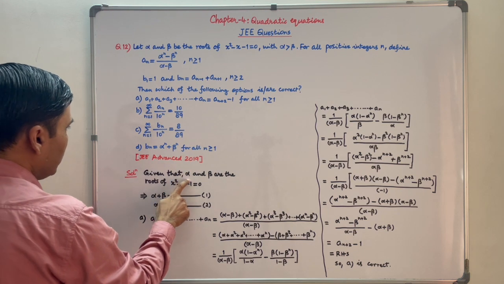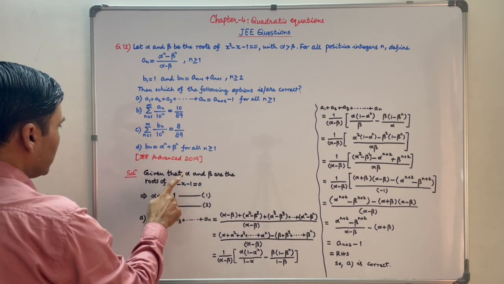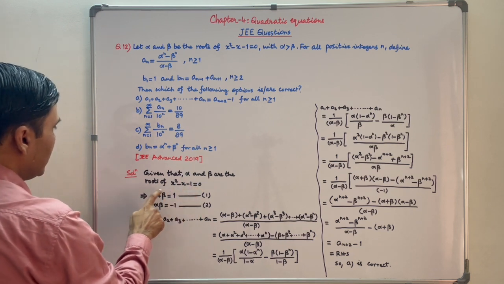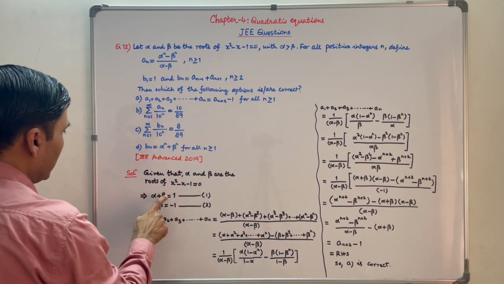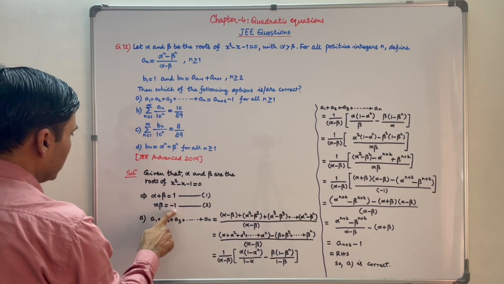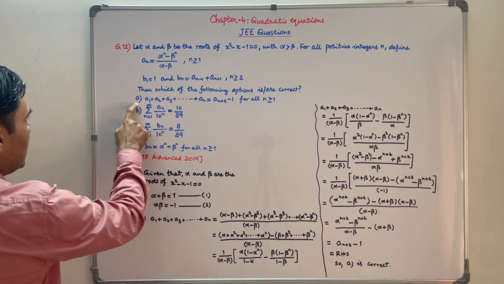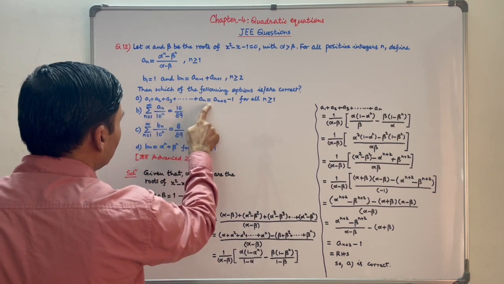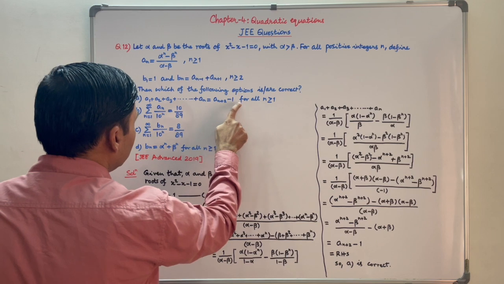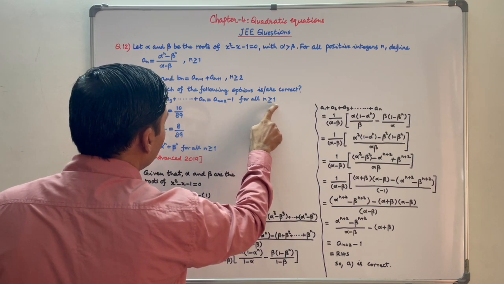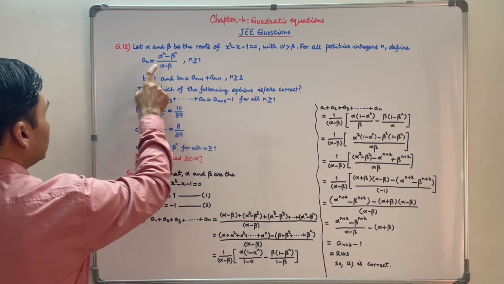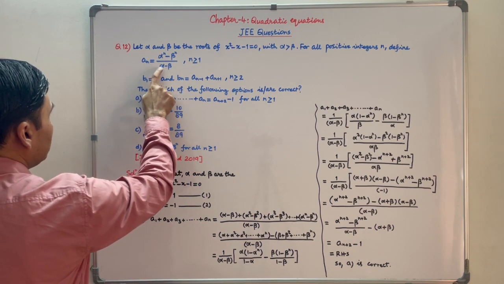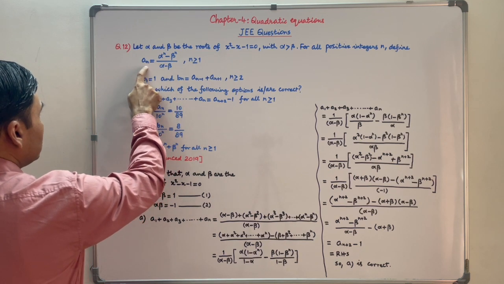It is given that alpha and beta are roots of the quadratic equation x square minus x minus 1 is equal to 0. So we can write alpha plus beta is equal to 1 and alpha beta is equal to minus 1. Statement A. a1 plus a2 plus a3 plus and so on up to an is equal to an plus 2 minus 1 for all n is greater than or equal to 1. It is given that an is equal to alpha to power n minus beta to power n upon alpha minus beta. So put n is equal to 1.